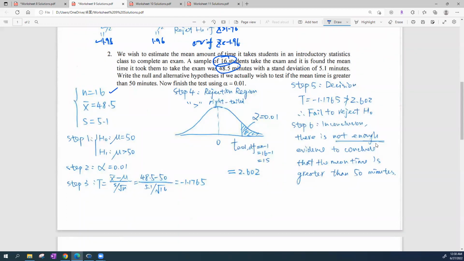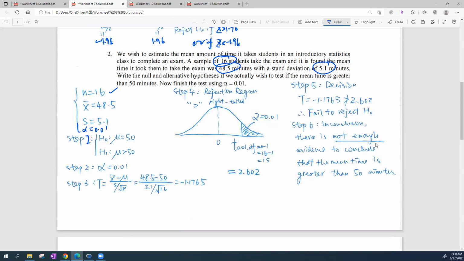Mean time, 48.5, so that's the sample mean. And sample standard deviation s equals 5.1. So that's something we know. And alpha equals 0.01.